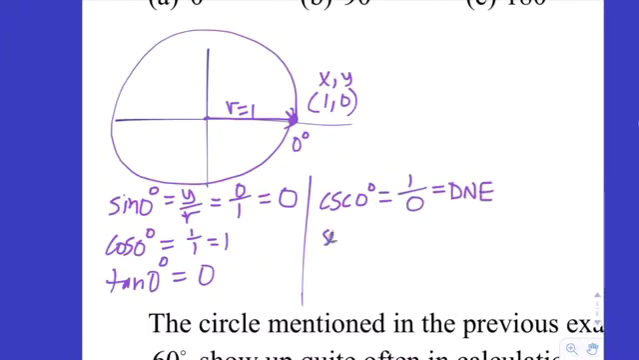What about the secant of 0? Secant is r over x. That's 1 over 1, which is 1. And what is the cotangent of 0 degrees? Well, that's x over y. That's 1 over 0. What's 1 over 0? DNE. So at 0 degrees, when we've collapsed the triangle down to nothing, there are 2 trig ratios that don't exist, right? Because y is 0, the 2 that have y in the denominator don't exist.